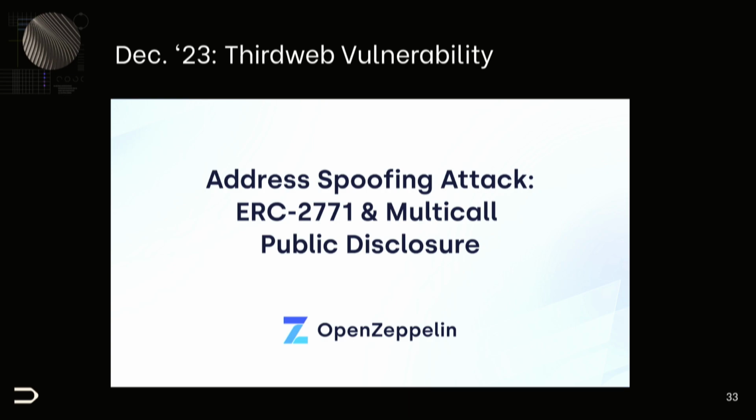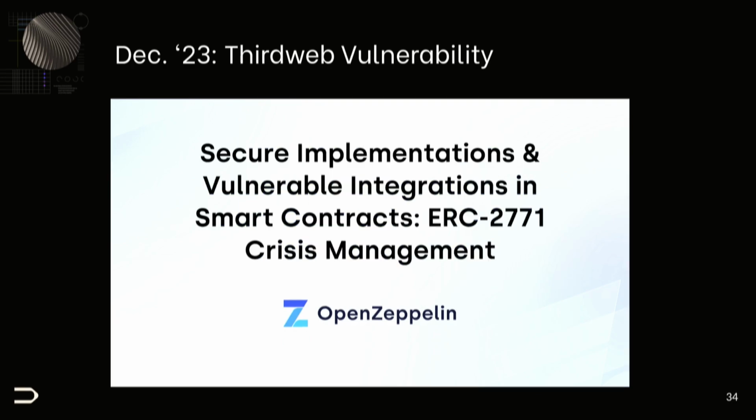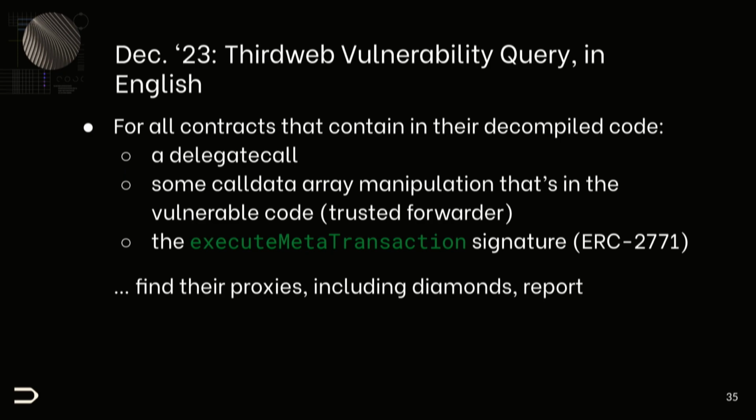So, a very recent example from a couple of months ago, from December of 2023, the ThirdWeb vulnerability. You may have seen the disclosures from OpenZeppelin. There's a bad interaction between a couple of libraries that implement the 2771 standard and multicall. And if you saw the post-mortem, we're credited there for the crisis management, for the queries. So what did we do there? Basically, again, the same pattern as what we did with the Ethereum Foundation studies. We ask ourselves, what are all the affected contracts out there?